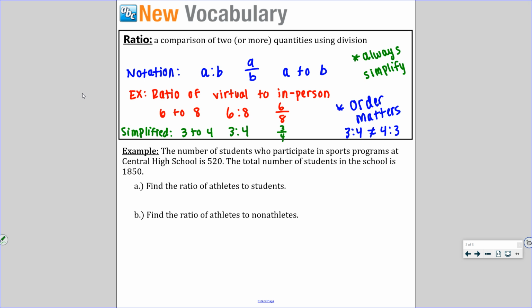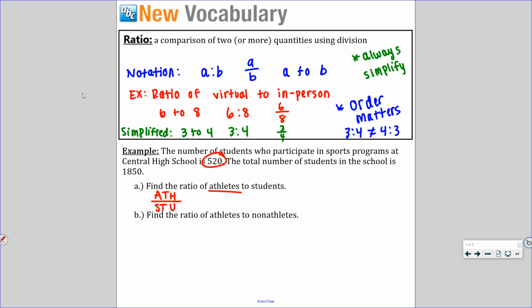So a couple different ways we could write this. We're going to write it as a fraction because that's what we're going to need to do when we set up proportions. So the ratio of athletes to students. Think of your fraction bar almost like reading out loud as "to." So athletes to students would be how we want to write that ratio. We want to put our number of athletes on top and my number of students on bottom.